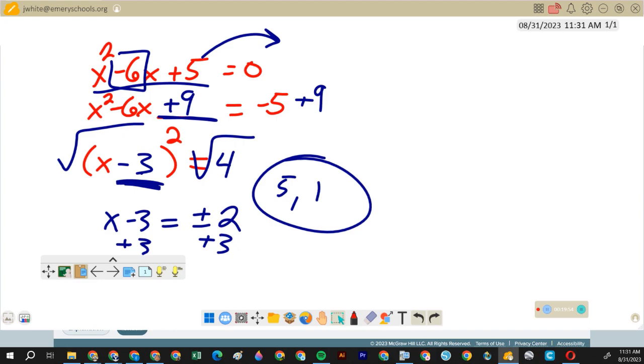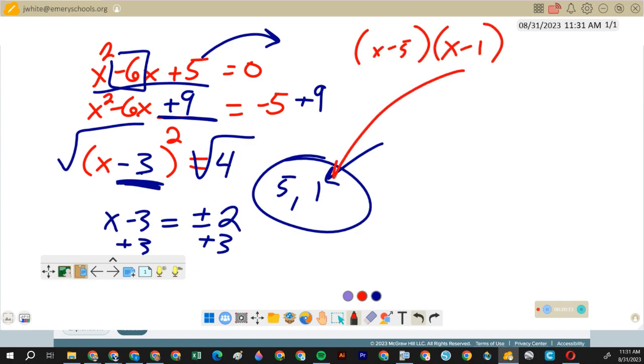So, is there another way to get this? Sure, look at the original equation. Does it factor? So it factors into what? X minus 5 and x minus 1, which are going to give me 5 and 1. So why did I teach you a new method when there's already a method that works and it's easier?